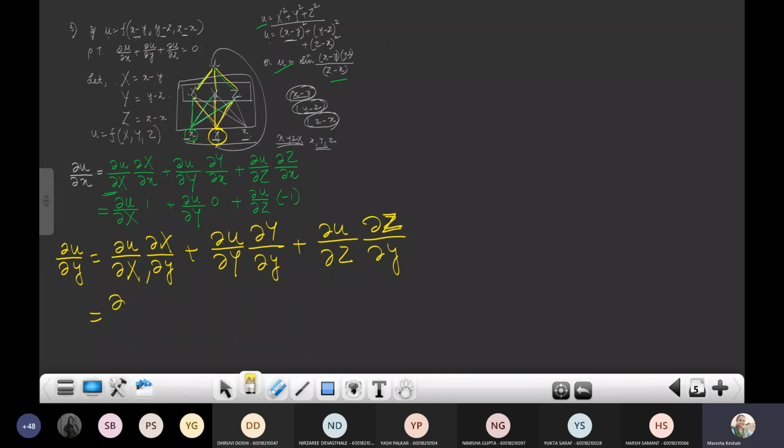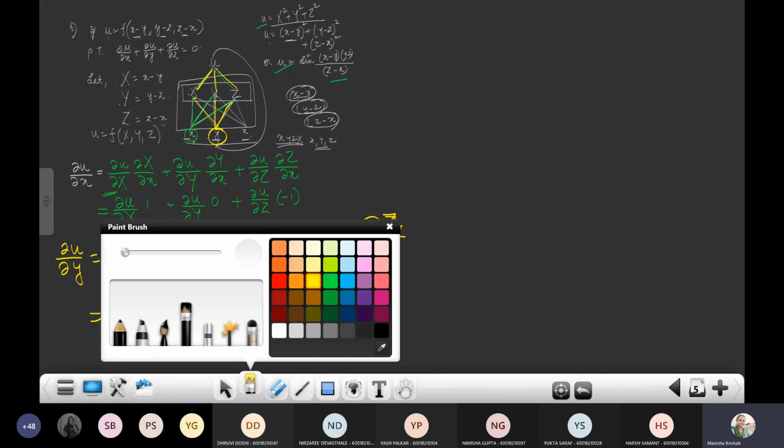Same way, we don't know, so we will keep it as it is, ∂u/∂X. But X with respect to y, that we know, that is equal to minus 1. Next what we will get, ∂u/∂Y and then ∂Y with respect to y, that is 1. Plus ∂u/∂Z and then Z with respect to y, so there is no y here, so it is 0. So therefore we have found now ∂u/∂y. Next we want to find ∂u/∂z.